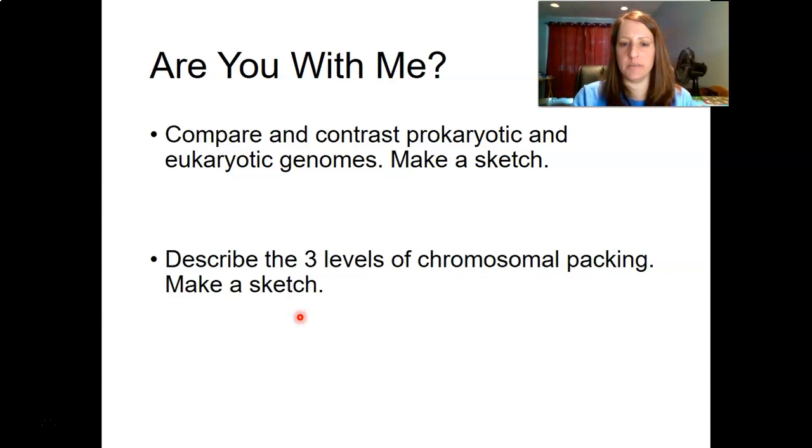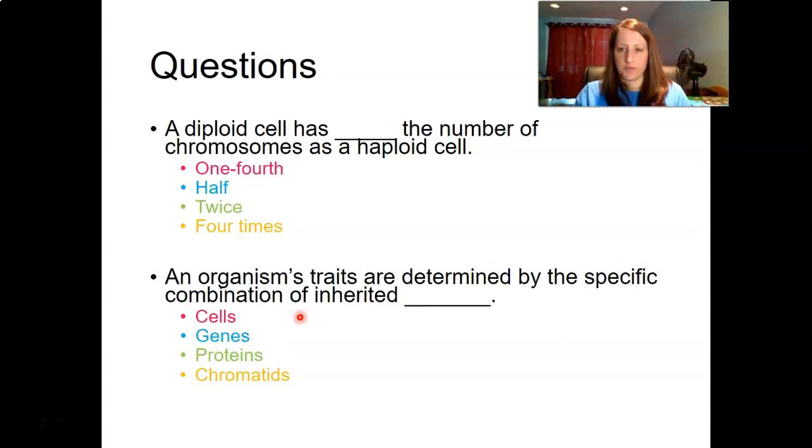Okay, so let's go ahead and look at some of these questions. Here's the first one. A diploid cell has blank the number of chromosomes as a haploid cell. Does a diploid cell have 1/4, half, twice, or 4 times as many chromosomes as a haploid cell? Take a minute to think about that. And hopefully you answered twice, right?